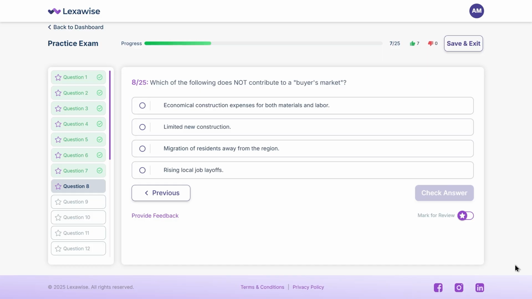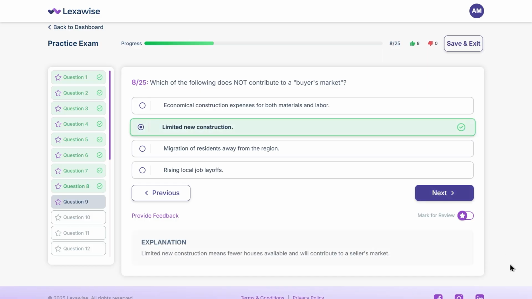And the correct answer is B. Limited new construction. Less construction reduces inventory, leading to a seller's market, not a buyer's market.